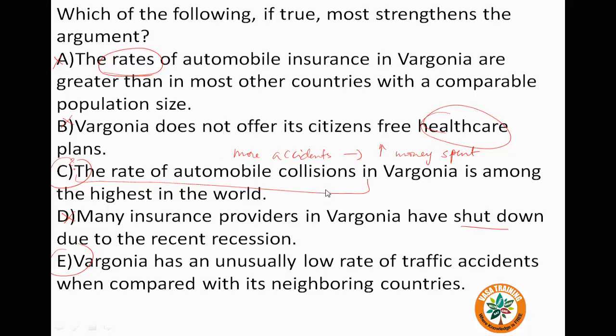Wagonia has an unusually low rate of traffic accidents. So if it has a lower rate of accidents, then the money spent should also be lower. But it is not. Why? Because of the reason given in the argument that insurance companies in Wagonia have to pay for any damage that is sustained to the car after an accident. So be careful when you have two answer choices which are very close to each other. Try to think of the implications of the statement more than just picking the one that sounds better when you read it.